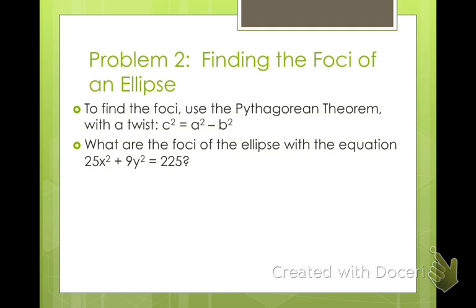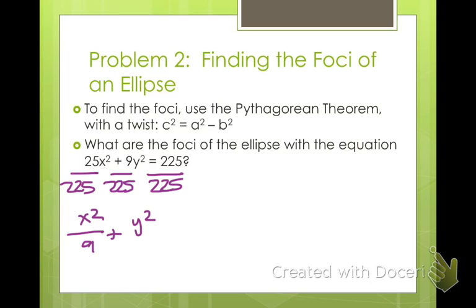Now, how does this one look different than the standard form that we've looked at so far? Well, the standard form that we've looked at so far always equaled 1. So in order to make this equation equal 1 instead of 225, we're going to divide everything by 225. Okay, and then we're going to reduce our equation. So I have x squared over 9 plus y squared over 25 equals 1. Now I have an equation that I can use.